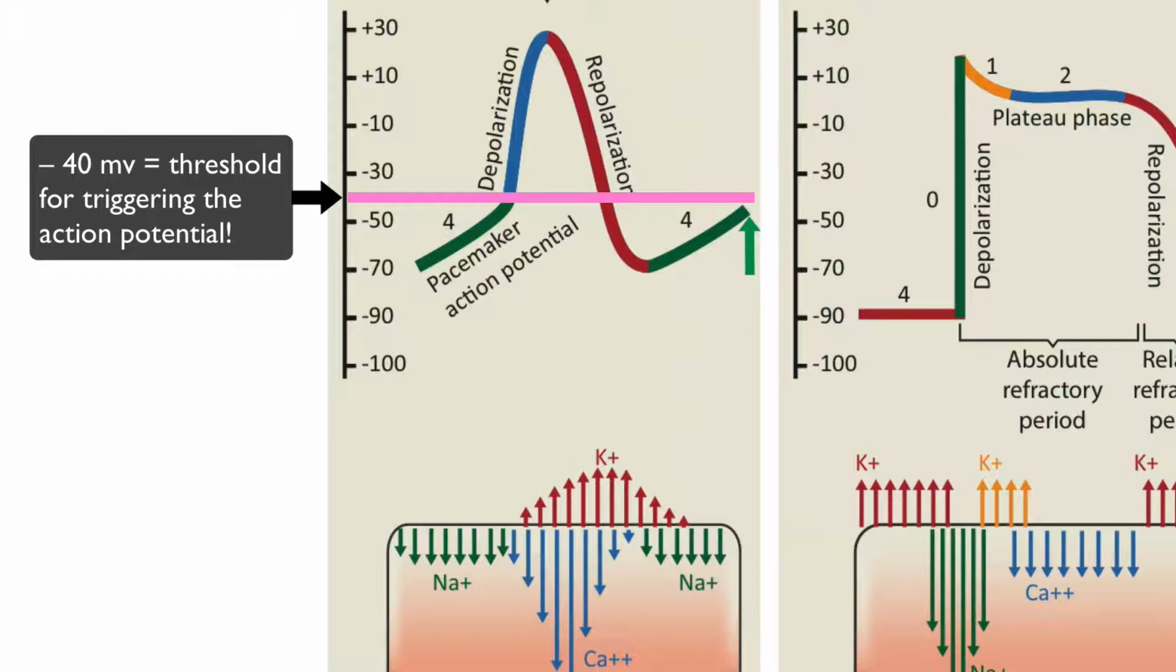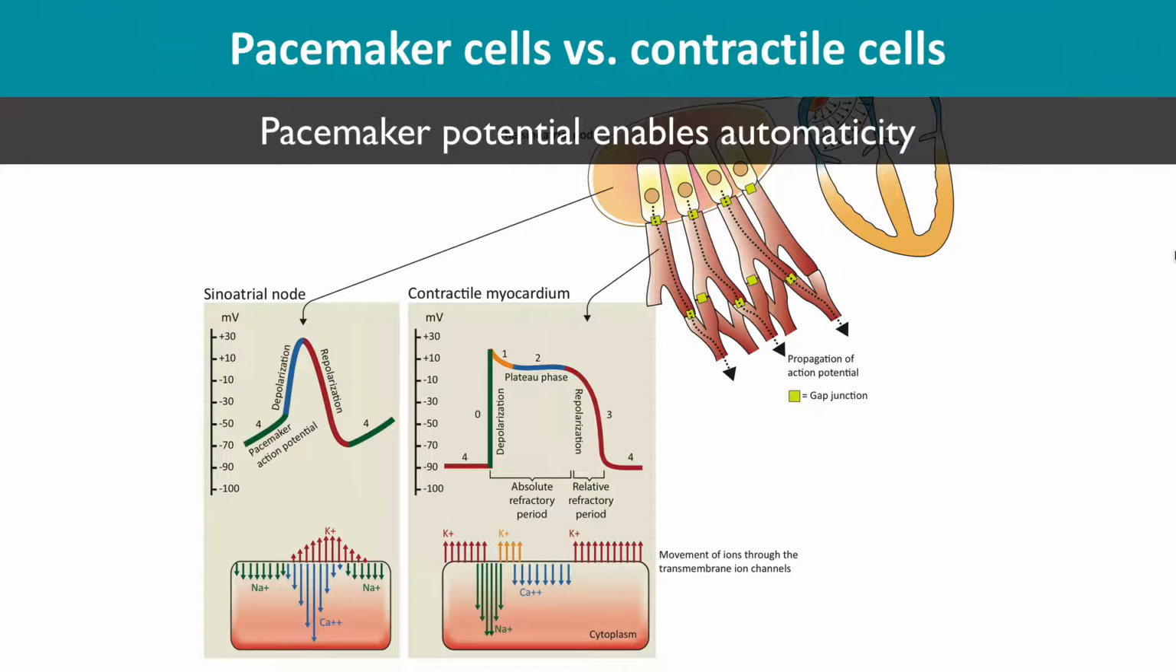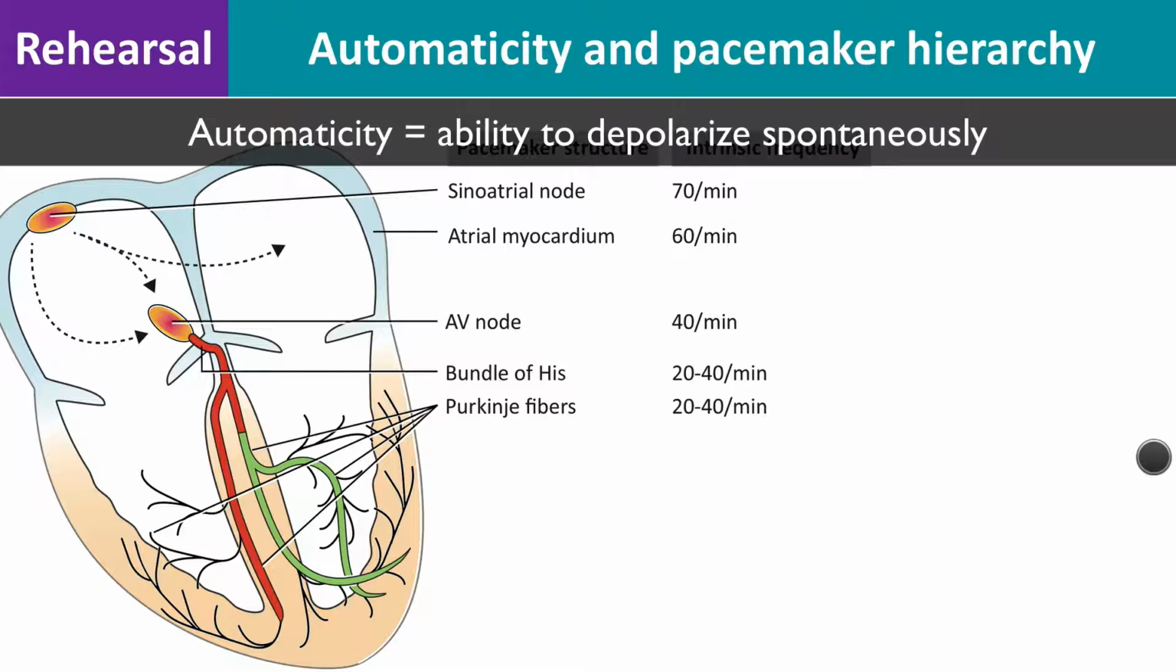And this cycle repeats itself over and over again. And this is what explains the automaticity of the cells in the sinoatrial node. This is simply an image depicting where there are structures in the heart which possess automaticity. And automaticity is simply the ability to depolarize spontaneously without any prior stimulation. That is, cells which possess automaticity are capable of depolarizing spontaneously.